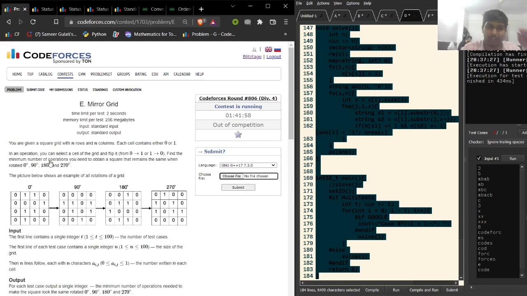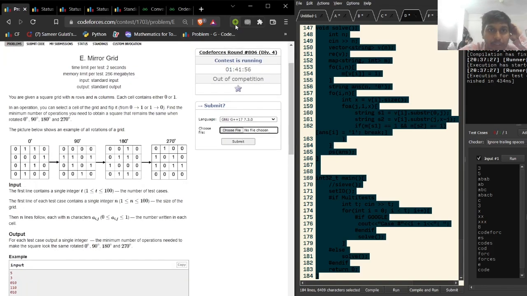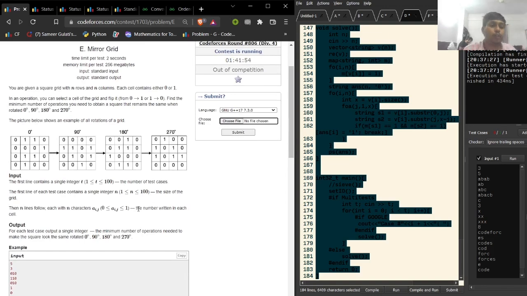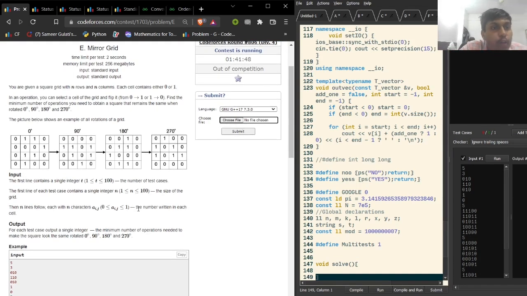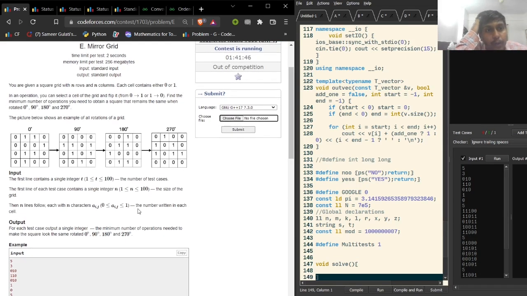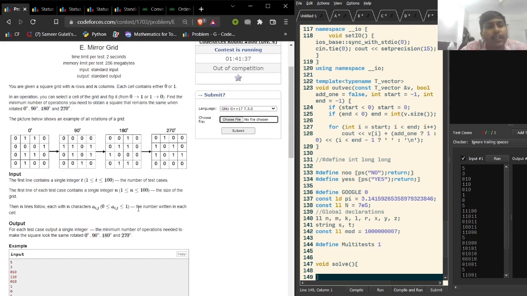I think this looks like a simple contest. Very simple contest. You are given a square grid with n rows and n columns. Each cell contains either 0 or 1. In an operation, you can select a cell of a grid and flip it. So you can go from 0 to 1 or 1 to 0. Find the minimum number of operations you need to obtain a square that remains the same when rotated 0, 90, 180, 270. Okay, wow. Interesting.